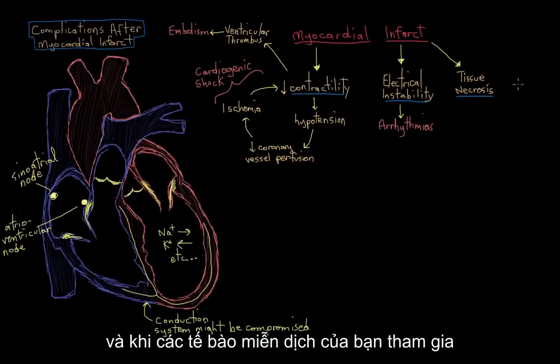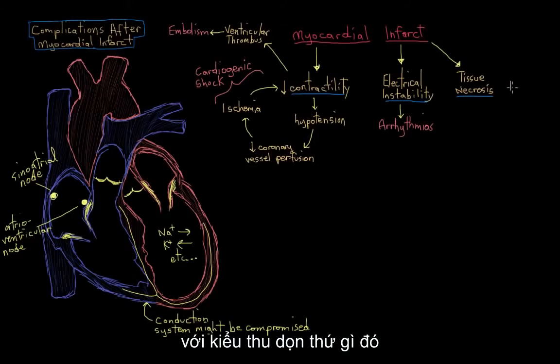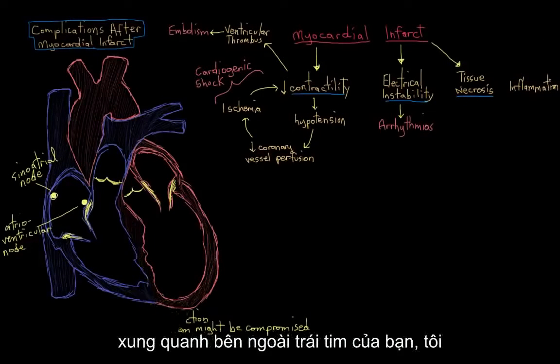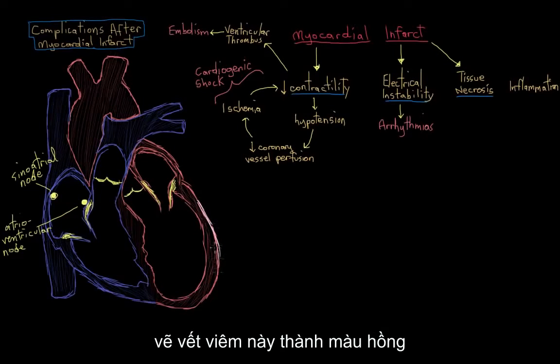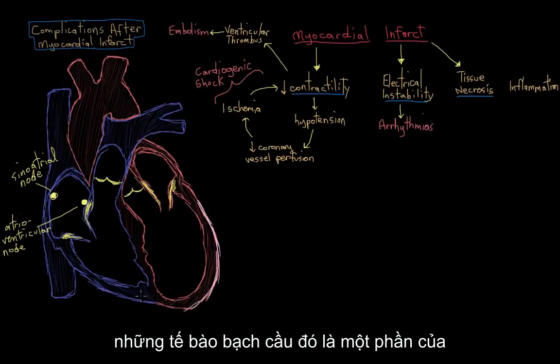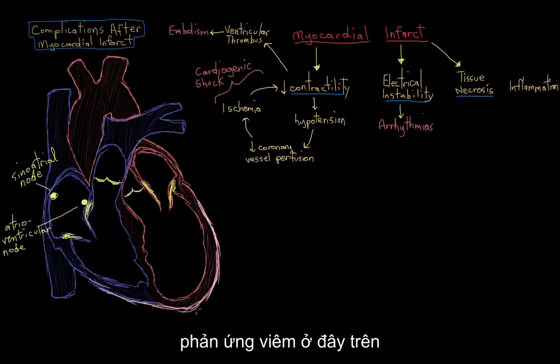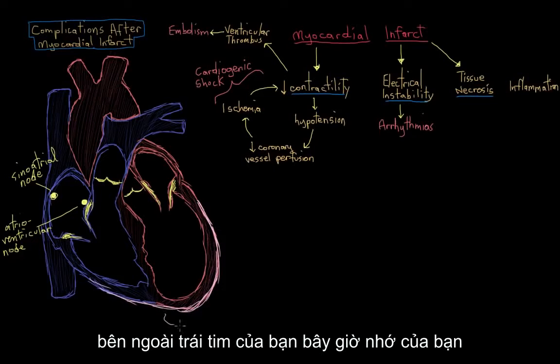And when your immune cells are involved with sort of tidying something up, that's called an inflammatory reaction. And you might start to get this inflammation around the outside of your heart. I'm drawing this inflammation in as pink here. Pink is supposed to represent all those white blood cells as part of your immune system, mediating this inflammatory response here on the outside of your heart.